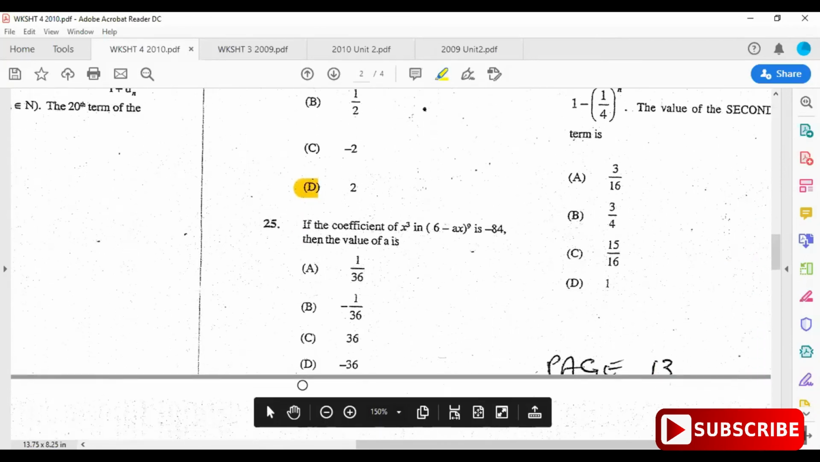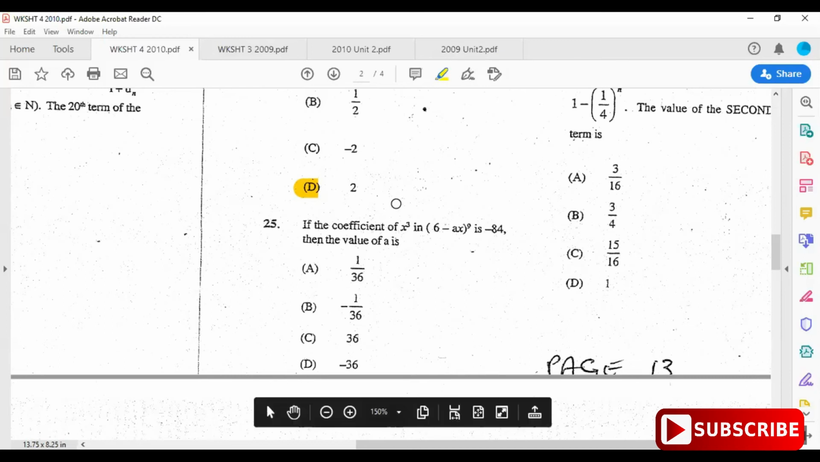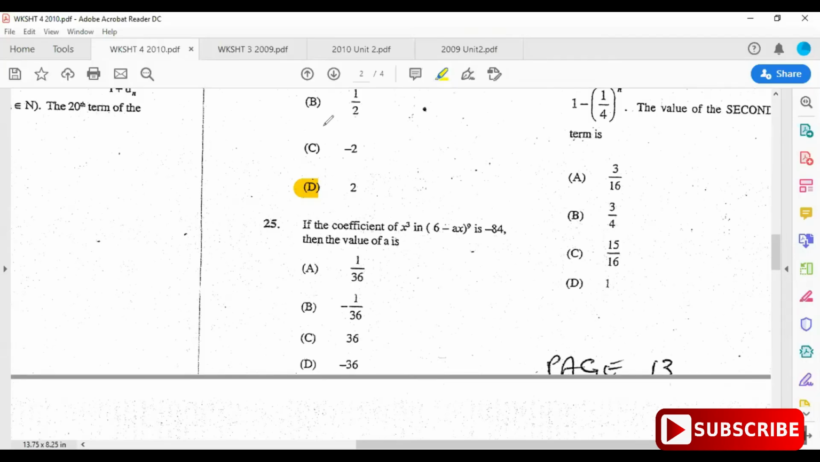All right, now this question is asking for the coefficient of x cubed in 6 minus ax to the 9th power. So what comes to your mind when you see this question? Binomial theorem, the other expansion. So they want 6 minus ax to the 9th power.